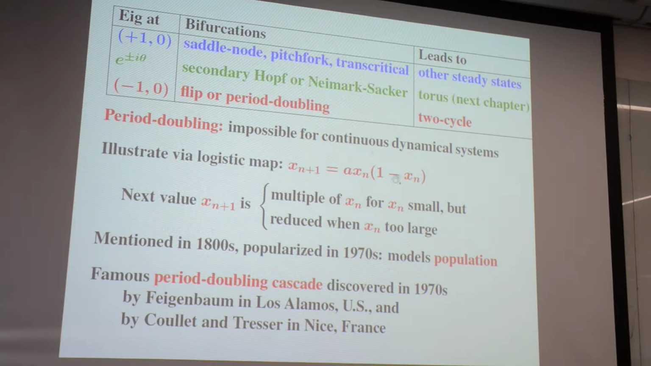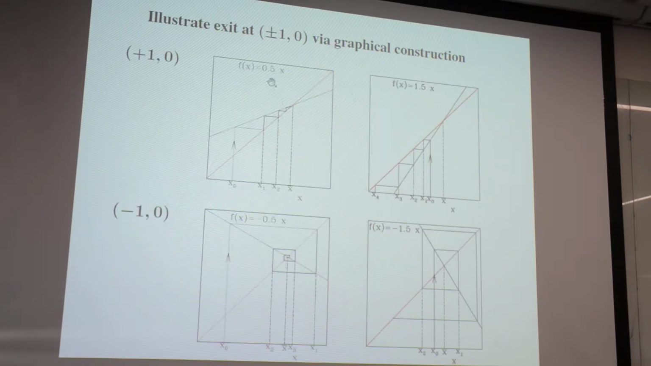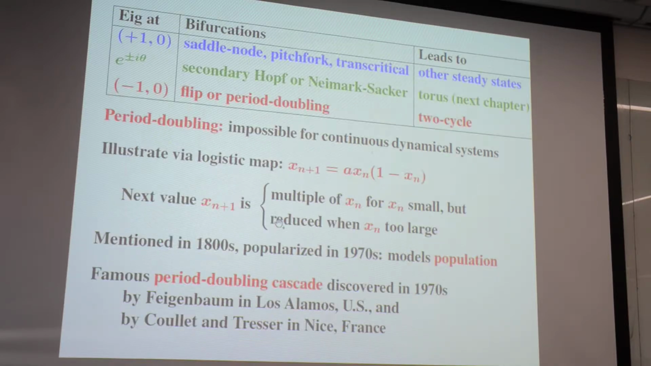If xn is small, it's just those linear maps we were looking at the first time. If xn is large, then this term plays a role, and this damps the possible growth. And this was the first model for population. Population dynamics was the first, I guess, application for discrete dynamical systems.